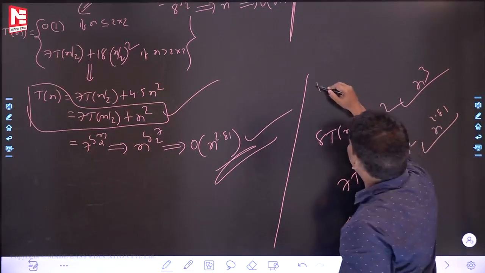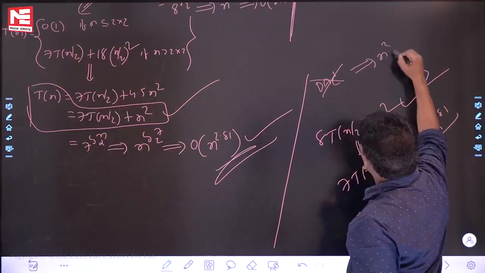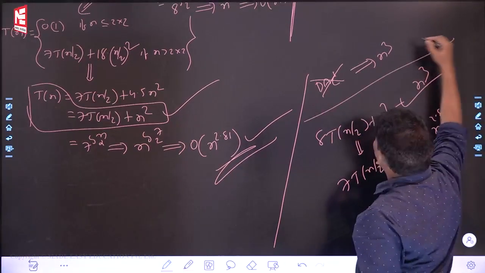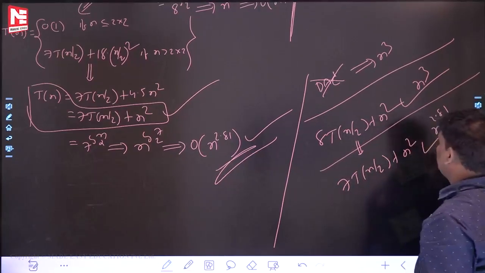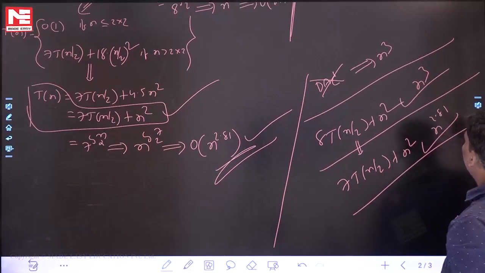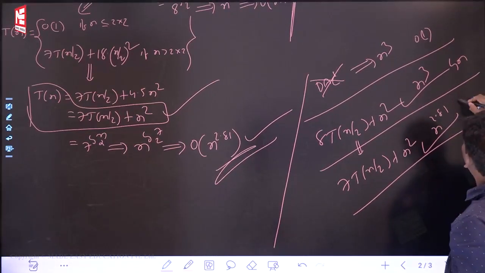Without divide and conquer, what is the answer? n cube. It doesn't require a stack, meaning constant stack space is required. With divide and conquer, log n stack space, and with Strassen's also log n stack space.